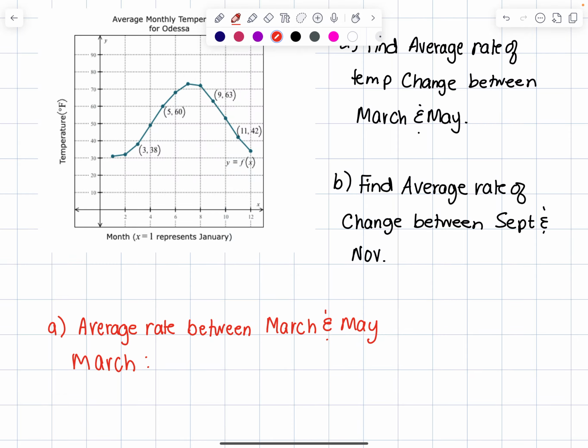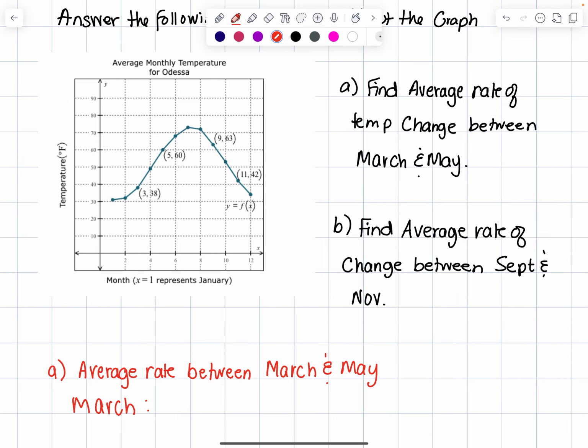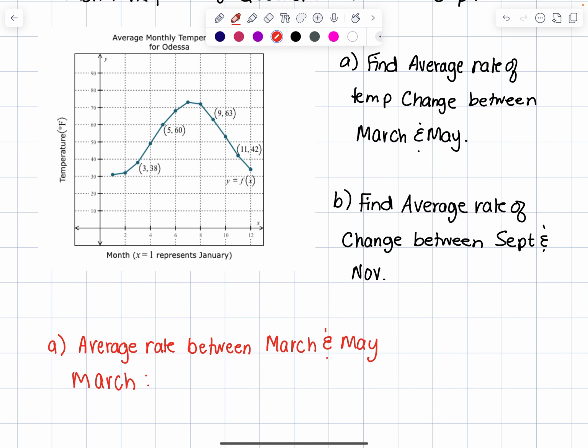All right, so let's find March. If we look at the graph, it has the temperature in the y direction, from 0 to 9, which looks like 90 degrees-ish. And then the months of the year are down here. 1 represents January, so January, February, March is going to be 3. So 3 is going to be March.